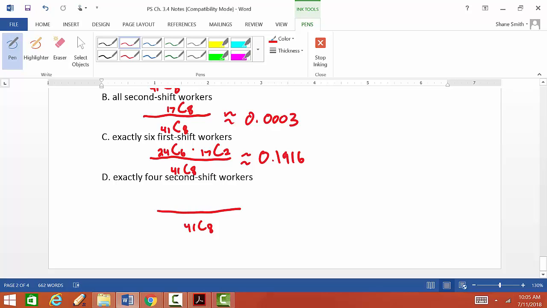And then the last one is, again, 41 choose 8. But now there's 4 second shift workers, so that's 24 choose 4 times 17 choose 4, and the answer to this one is 0.2647.